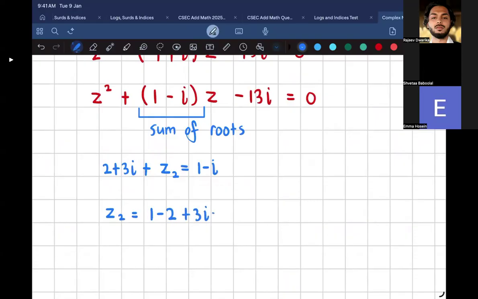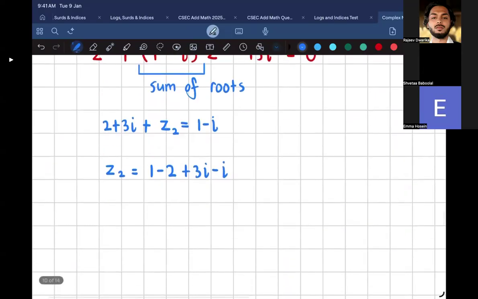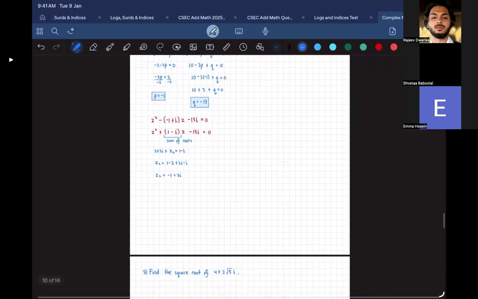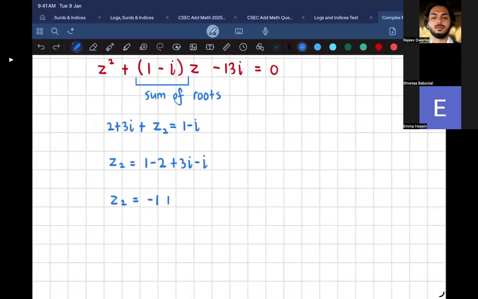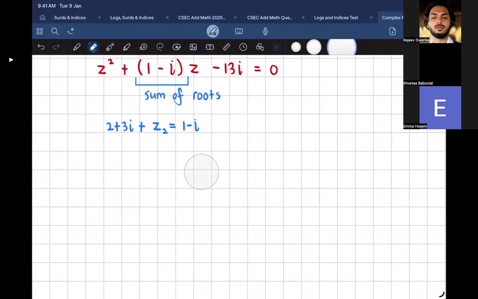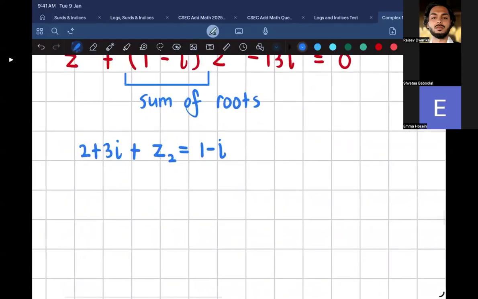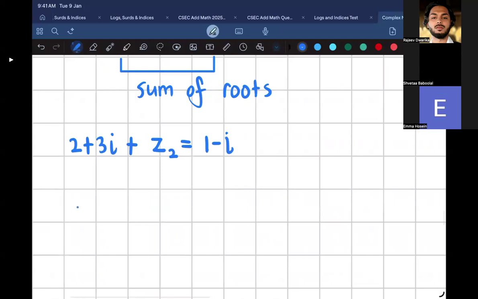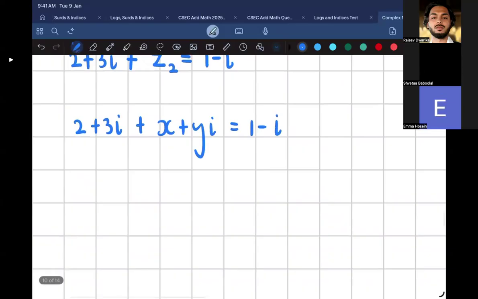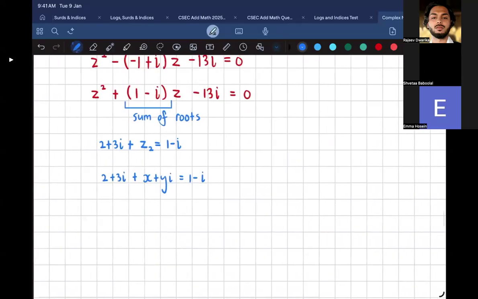plus 3i minus i, minus 1 plus 2i. But wait, that's giving us a different answer. Something is up. It's supposed to work. Give me a second. Unless we're supposed to form simultaneous equations. So we can write 2 plus 3i, and that'll be x plus yi. It's supposed to work out. Let me try to figure that one out.